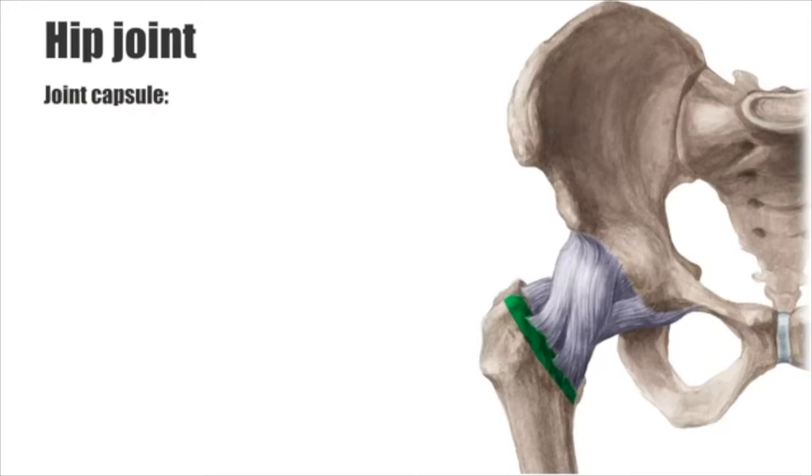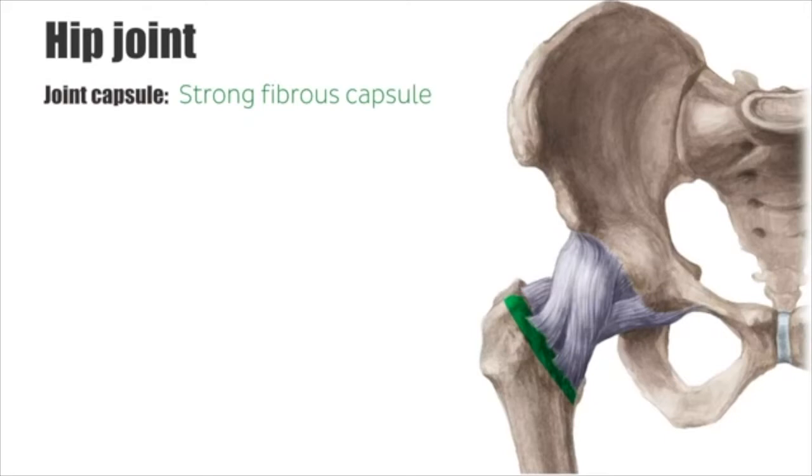So the joint capsule of the hip joint attaches to the acetabular labrum and the transverse acetabular ligament proximally, which we can't see in this image but is underneath the fibrous capsule just here, while attaching to the intertrochanteric line of the femur, which is shown in green distally. And as it has to be, it is a strong fibrous capsule that can accommodate a wide range of movements.